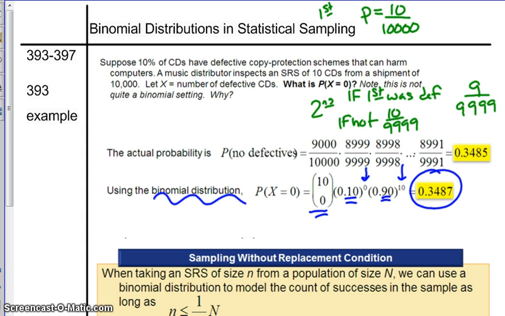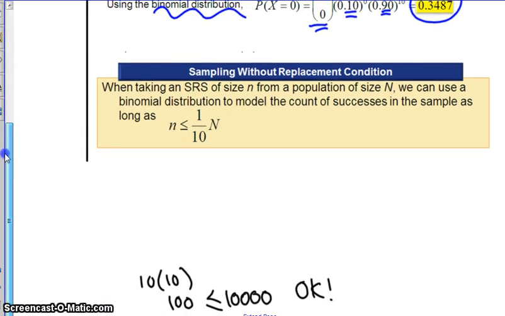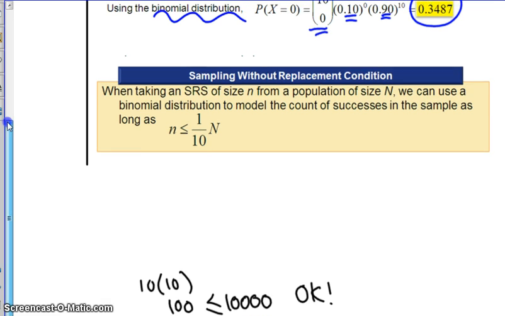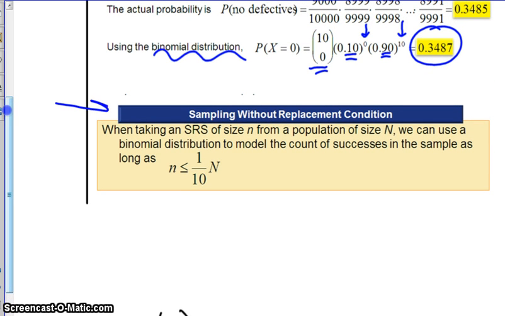Now, what we're getting at is not quite all that, how we do that problem, but it's this idea right here. This is going to be one of our conditions that we use a lot, and we'll talk about it as a 10% condition. In inference, we'll use this a lot of times. It says if I have a simple random sample of size n from a population of size capital N, we can use the binomial distribution to model the count of successes as long as little n is less than or equal to 1/10 big N.